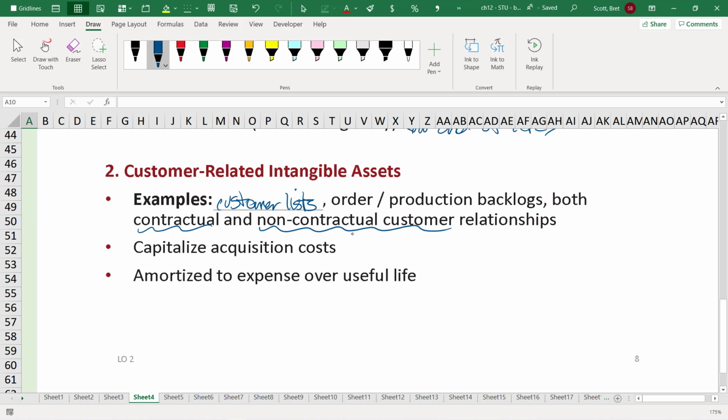Capitalize the acquisition costs and amortize it over the expected useful life. There has to be some sort of estimation about how long we can have our customers stick around with us even after we sell the business.